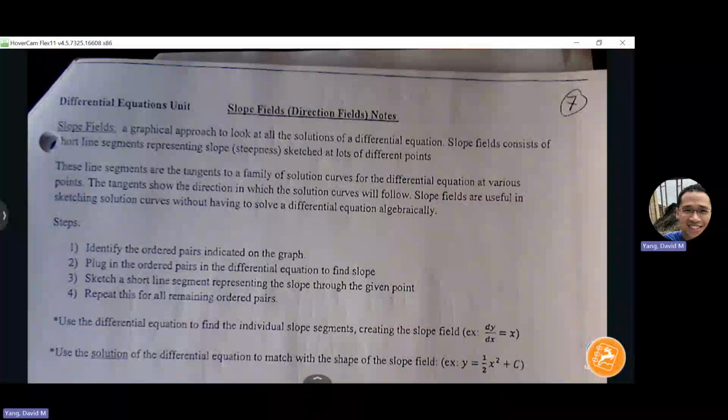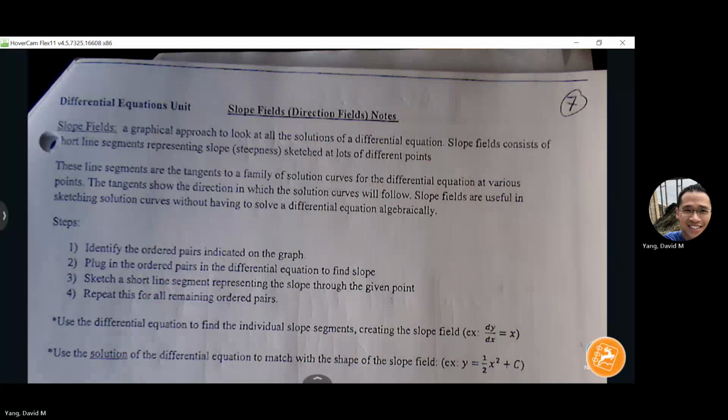Okay, page 7. Okay, so slope fields. Slope fields is a graphical approach to look at the solutions of a differential equation. So far, for us, if I ever asked you to solve a differential equation, it's always going to be solvable.